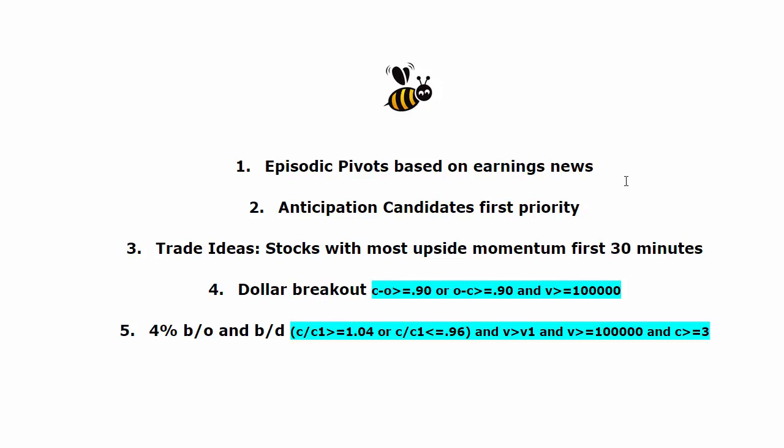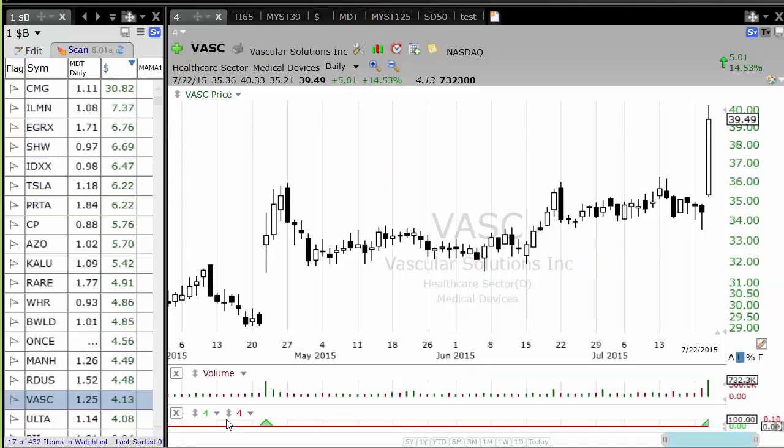Now these are basically the five things, and some of the same candidates show up in all the scans. If you have a candidate which is showing up in Trade Ideas with upside momentum, it will also show up in dollar breakout, and it will also show up in the 4% breakout. So there is some commonality, but these are the only processes which I run, and within that I'll select a trade.